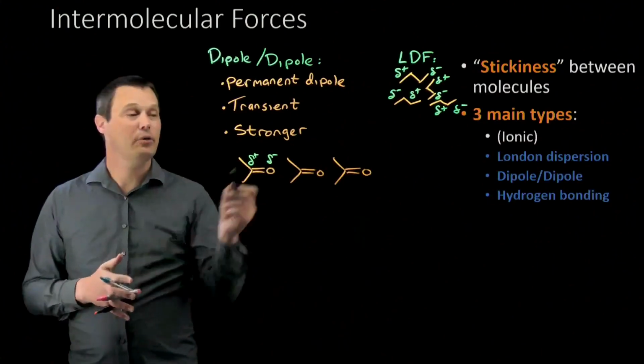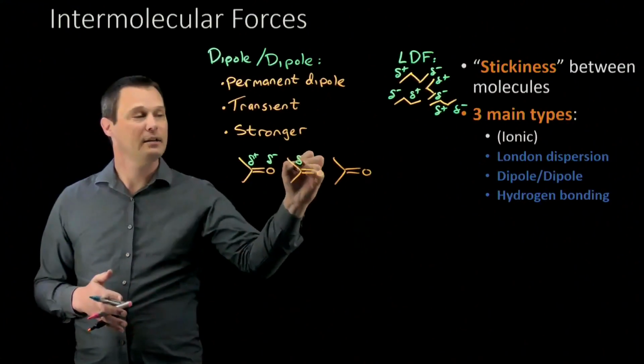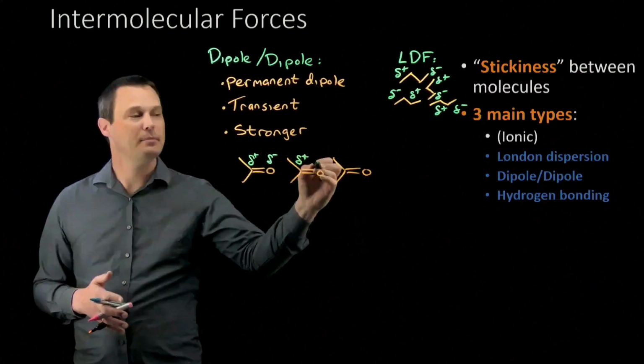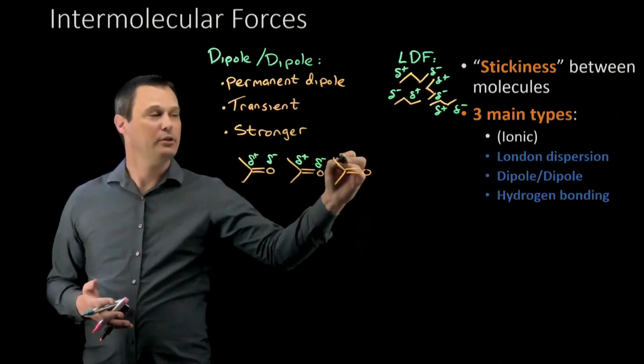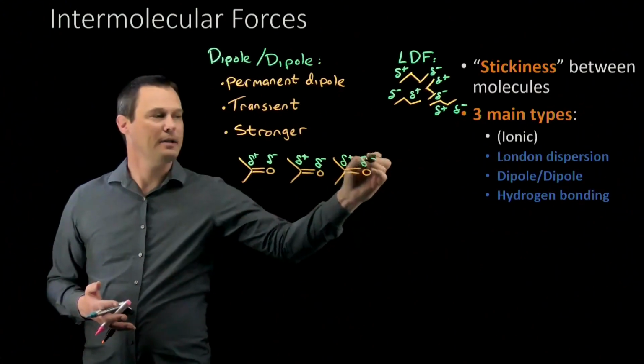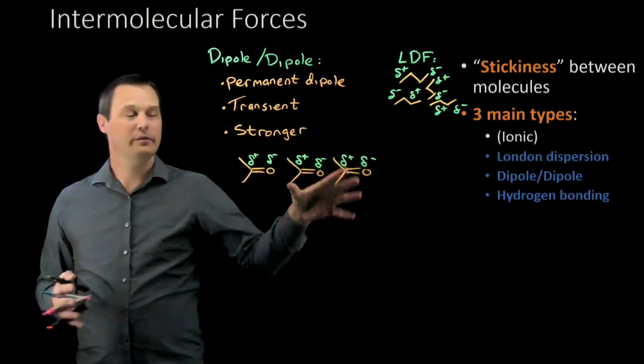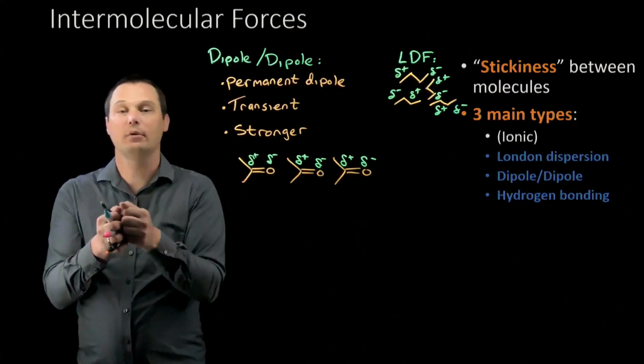With the permanent dipole, the partial negative of one side is going to be attracted like a magnet to the partial positive of the next molecule. And that molecule's partial negative will be attracted like a magnet to the next molecule's partial positive. And so on and so on and so on. And all of these molecules can stick to each other through these dipole-dipole interactions.